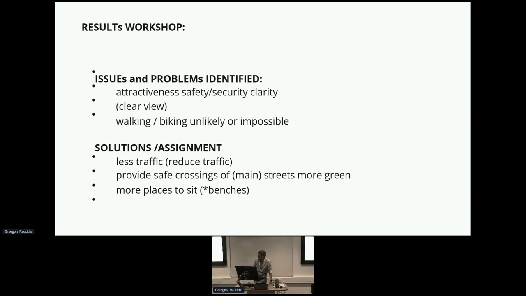Well, these are the lists of general issues discovered. I think you recognize them. If you are here for a couple of days, you will see these lists. The triangles are there, the attractiveness, the safety, but also the possibility of walking and biking. That's what's really mentioned by the people. And the solutions, of course, less traffic, so reduce the traffic, provide safe crossings, add more green, and add more places to sit. We saw it in the movie just before. Same conclusion, isn't it?